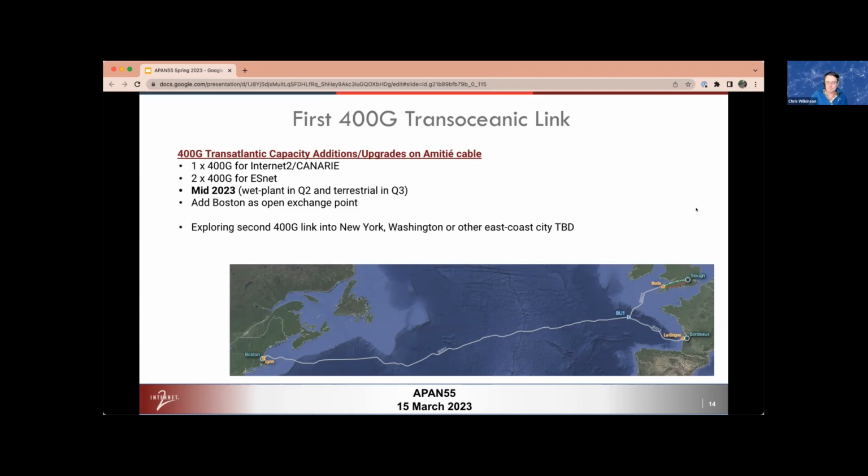There's already various efforts underway to bring on additional links either into New York, Washington, or Virginia Beach to provide backup capacity for this. And also not shown here is work on the Arctic, which hopefully will be covered in some other presentations.